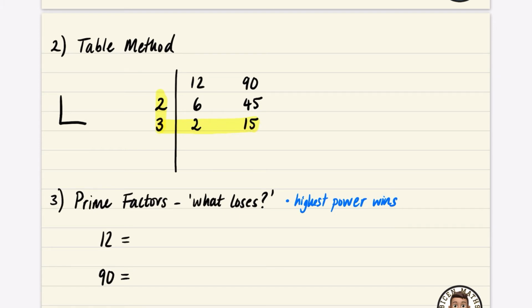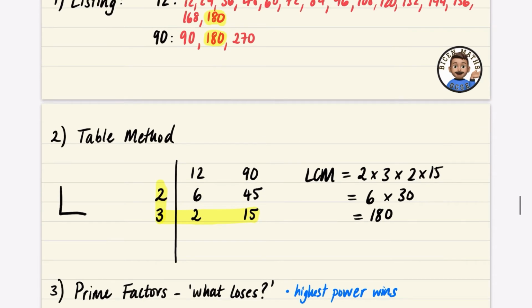So it's the LCM from the table. The lowest common multiple is going to be equal to 2 times 3 times 2 times 15. 2 times 3 is 6, and 2 times 15 is 30. So 6 times 3, add on the 0, the lowest common multiple, just like we had on this one here. I guess I should have said the lowest common multiple is 180. We've shown that we get the same answer for both of these questions.